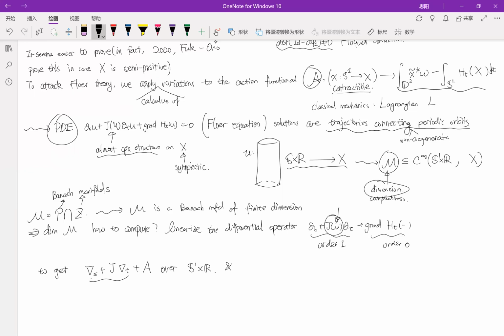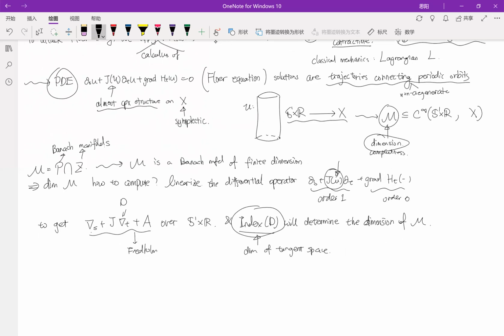And we know that once it is Fredholm, then the index, if we write it D, the index of D will determine the dimension of M, because the index of D is the dimension of the tangent space. And once we know that it is a manifold, the dimension can be seen on every tangent space. So the index of D will determine the dimension of M. So once we can compute this, we know the dimension of the whole moduli space.